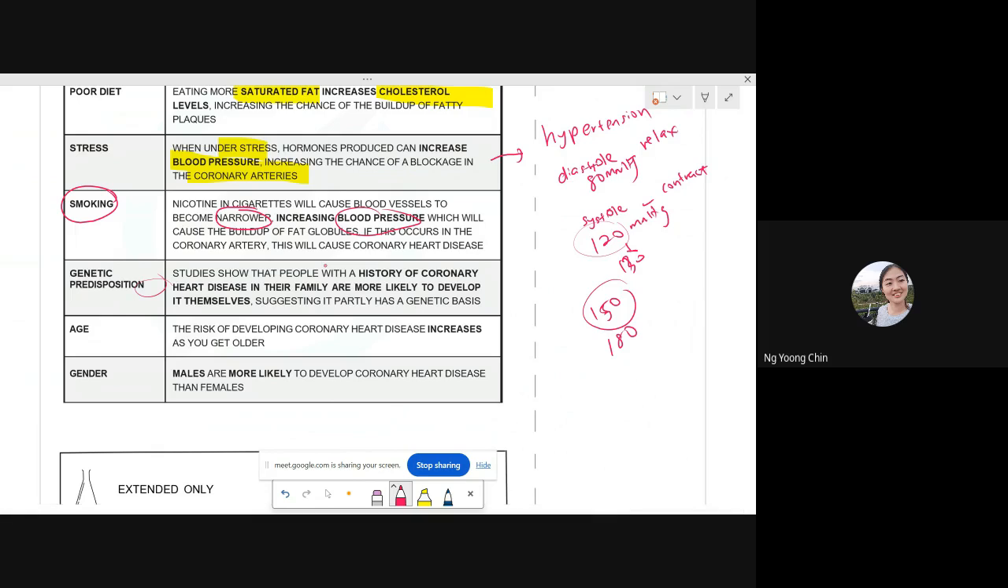And also for gender, actually males have a higher incidence of developing heart disease compared to females. Do you know the reasons? Because of their lifestyle and their metabolism, males get heart disease more easily compared to females.